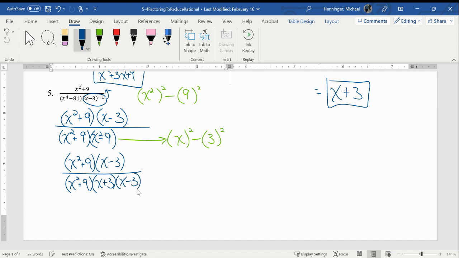Good. Okay, now look at this big mess. And what do we see? The x squared plus 9's and the x minus 3's. Now I can't have a fraction with just the x plus 3 in the denominator, so what's on top? Good. So I've got 1 over x plus 3. And that's a whole lot cleaner than what we started with.